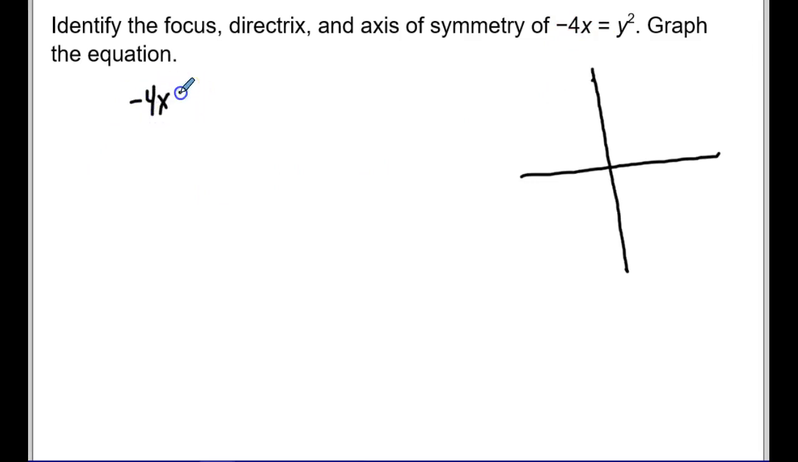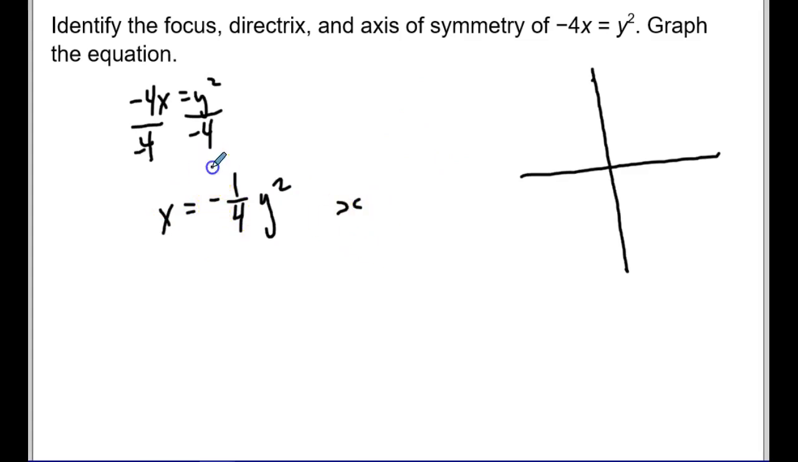So I've got -4x equals y squared. So I want the x by itself. So I'm going to divide by that -4. So x equals -1/4 y squared. Okay, so now I see that it's written the correct way. So the first thing I notice is that it's an x equals. So I know it's either going to open to the left or to the right. Now I can look at this negative sign, and this negative sign tells me that it's going to open to the left because it's opening around the negative part.